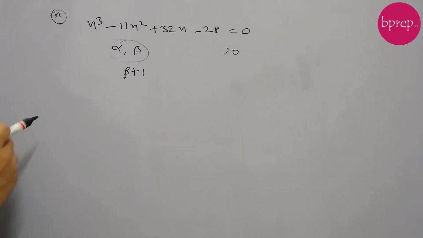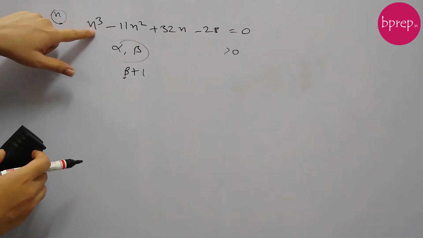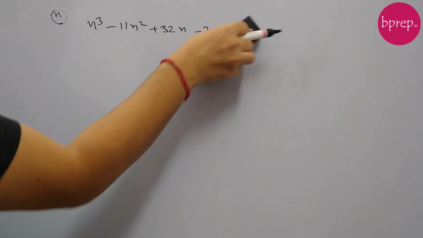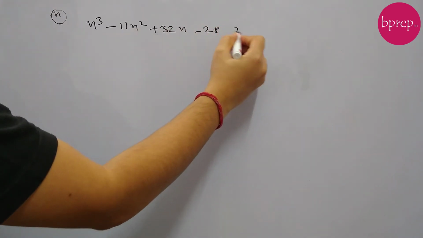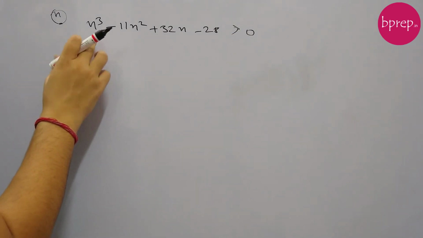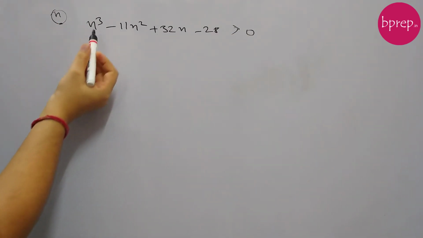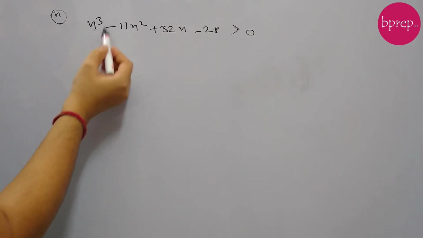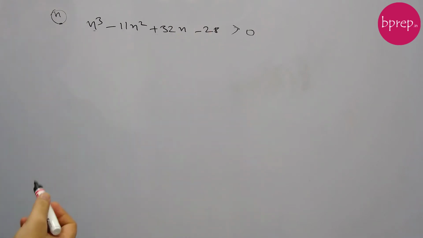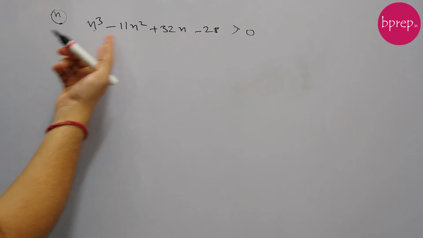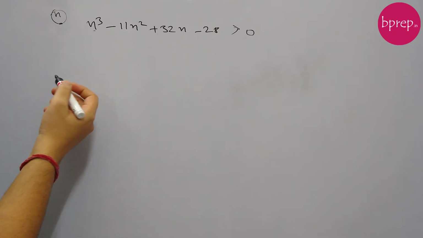So we need to find out the roots of this equation, and then we can get the integral value which will make the expression greater than 0. So this is the question. Let's try to get the value of n. Because n has an order of 3, any negative value will make this number so big that this will always be negative. So we will have a positive value as a root of this equation.